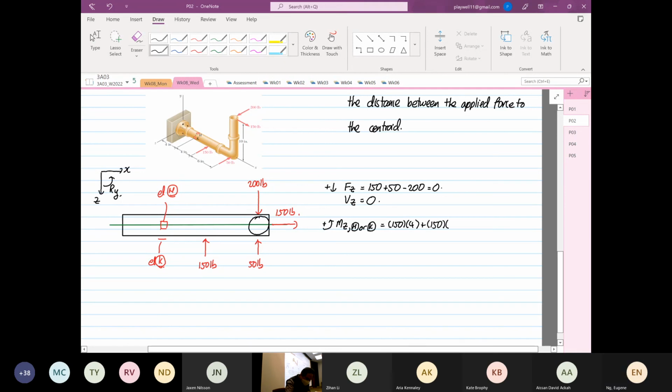Plus 150 multiplied by 10, and the 200 is going anti-clockwise, and this is 10. Sorry, it's going clockwise. So this is equal to 150 multiplied by 4 plus 150 multiplied by 10 minus 200 multiplied by 10. So it's equal to 100. Let me do it again. 150 multiplied by 4.